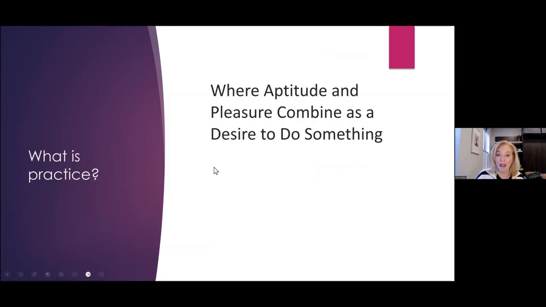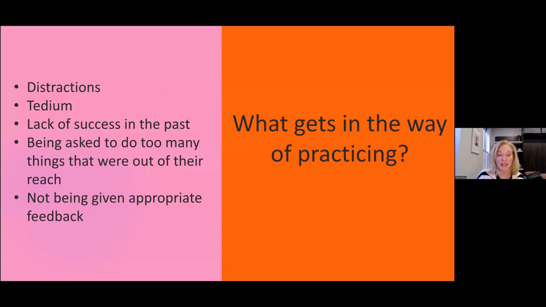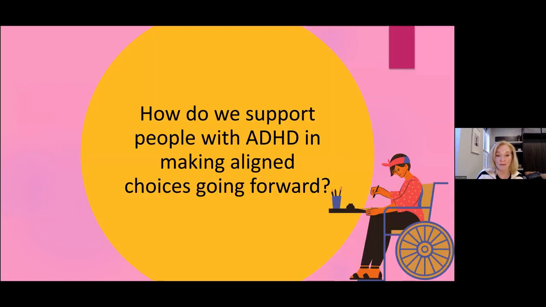Practice, again, is where aptitude and pleasure combine as a desire to do something. And that practice requires concentration. Video games aren't really part of that, but practicing a guitar, playing the piano, playing chess, for example, those sorts of things. But in our world today, there are a lot of distractions that get in the way of our ability to practice. So I've listed some of these here. And for kids with ADHD and adults with ADHD, a lack of success in the past is one of those.